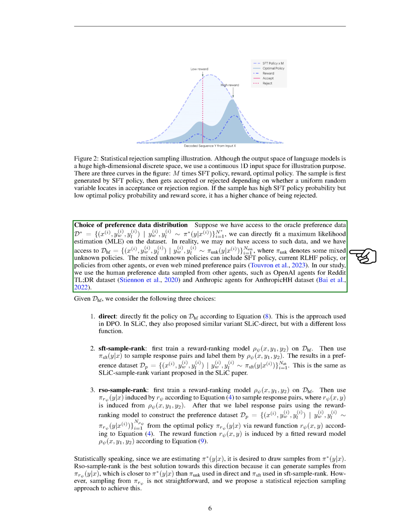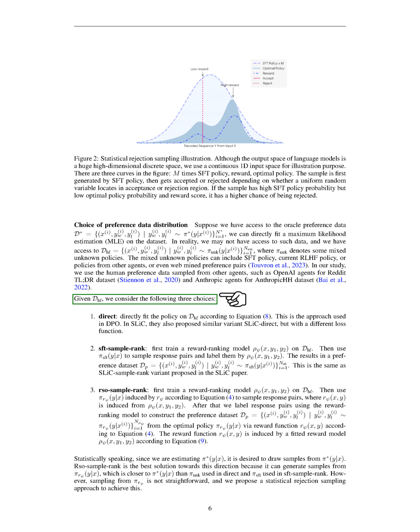Instead, we have access to a different set of data, denoted as D_HF, which is influenced by a mix of unknown policies. These policies could come from various sources, such as the SFT policy, the current RLHF policy, policies from other agents, or even preference pairs mined from the web. In our research, we use human preference data sampled from other agents, such as OpenAI agents for the Reddit TLDR dataset and Anthropic agents for the Anthropic HH dataset.